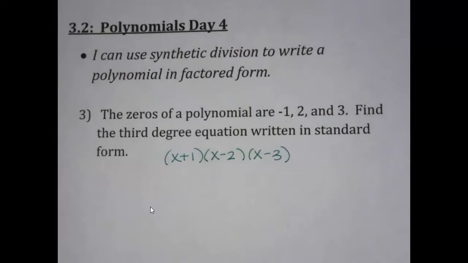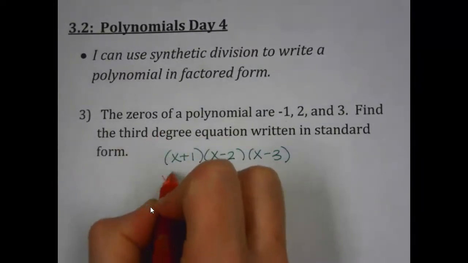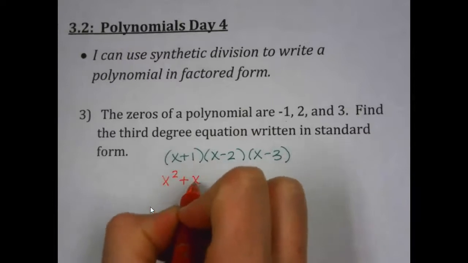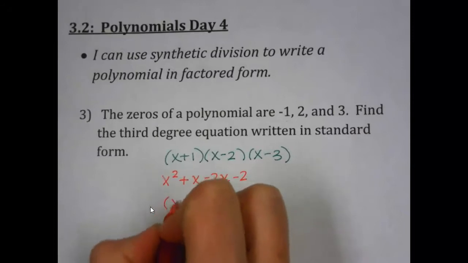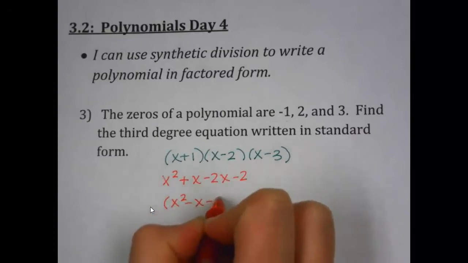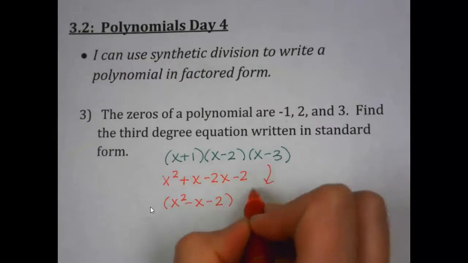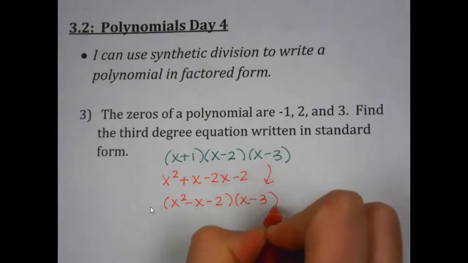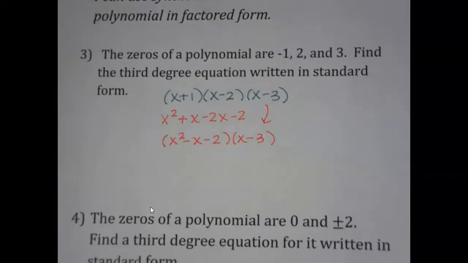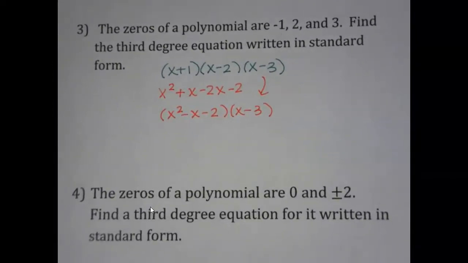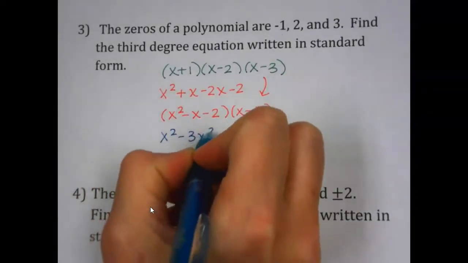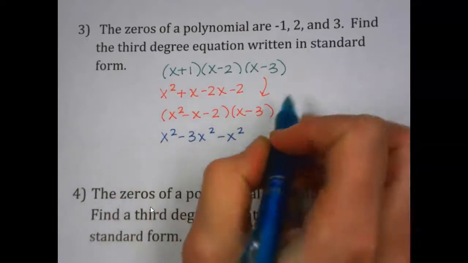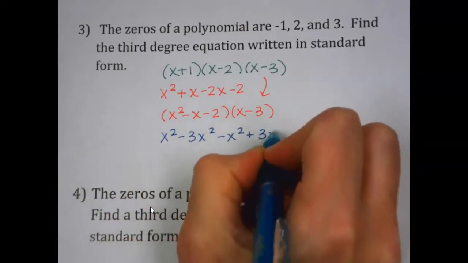So just your standard foiling. X squared plus x minus 2x minus 2. All of that simplifies to x squared minus x minus 2. And then we'll drop down this x minus 3 and multiply those two together. So x squared minus x minus 2 times x minus 3. So we distribute all the way through, and then we'll combine like terms to get our final answer.